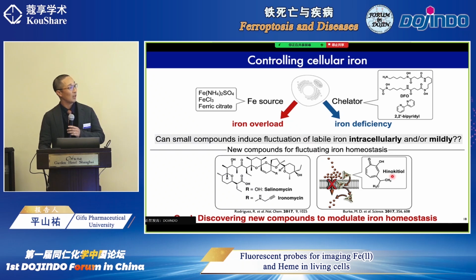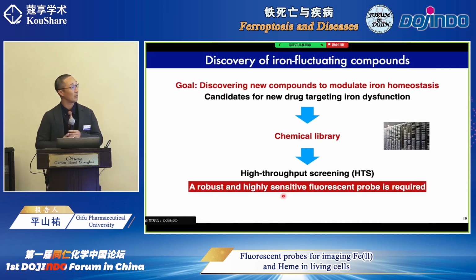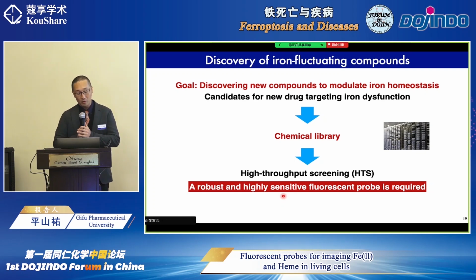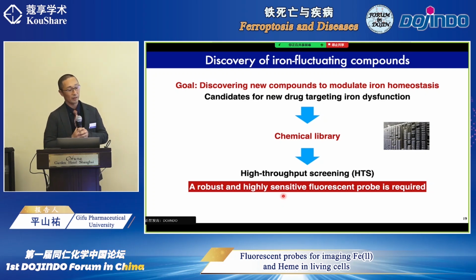There are several compounds that have been reported: ionomycin and hinokitiol. These two compounds can regulate cellular iron status without adding iron. So, motivated by this success, we started a new drug discovery project by using high-throughput screening of a chemical library. For the high-throughput screening of a chemical library, we need a robust and highly sensitive fluorescent probe.